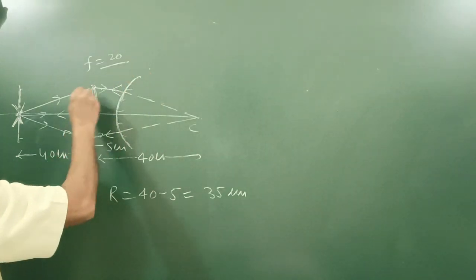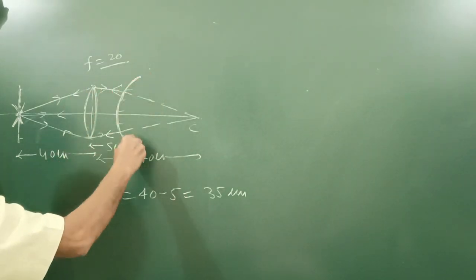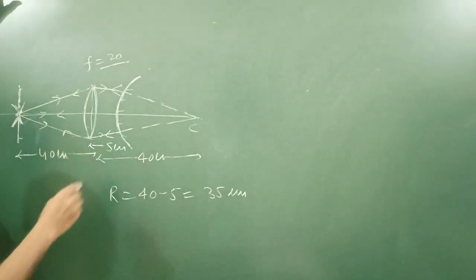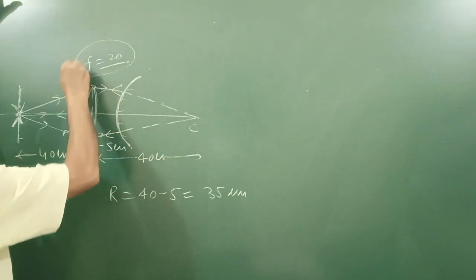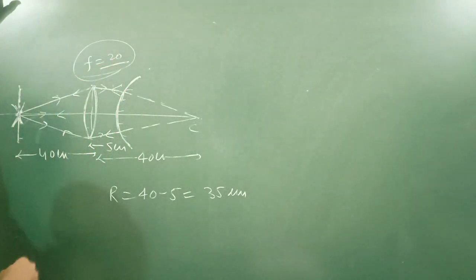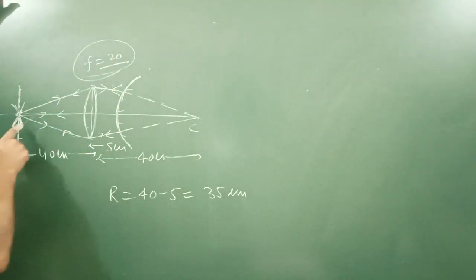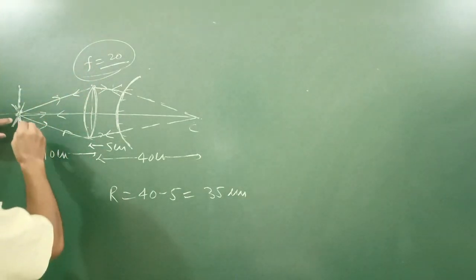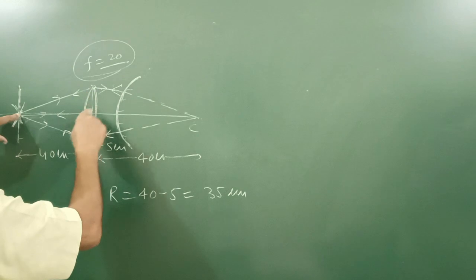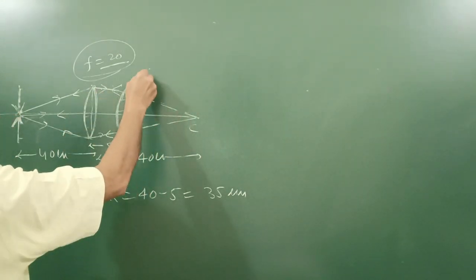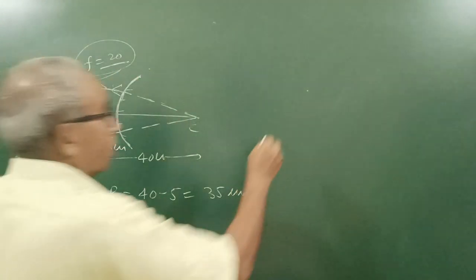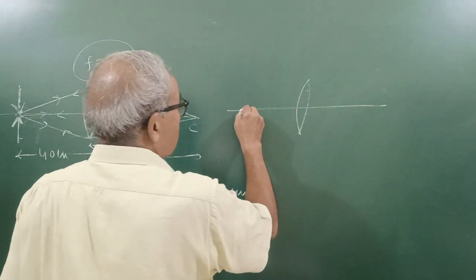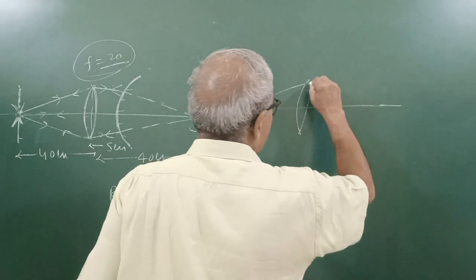Then the ray after refraction from the lens is falling normally. If they fall normally, it means they appear to come from C. Since the focal length of this lens is 20 in this numerical, the image will be at 40. So in the lab, what will you do now? You get the image. Now replace the mirror. The image will be at 40 centimeter.